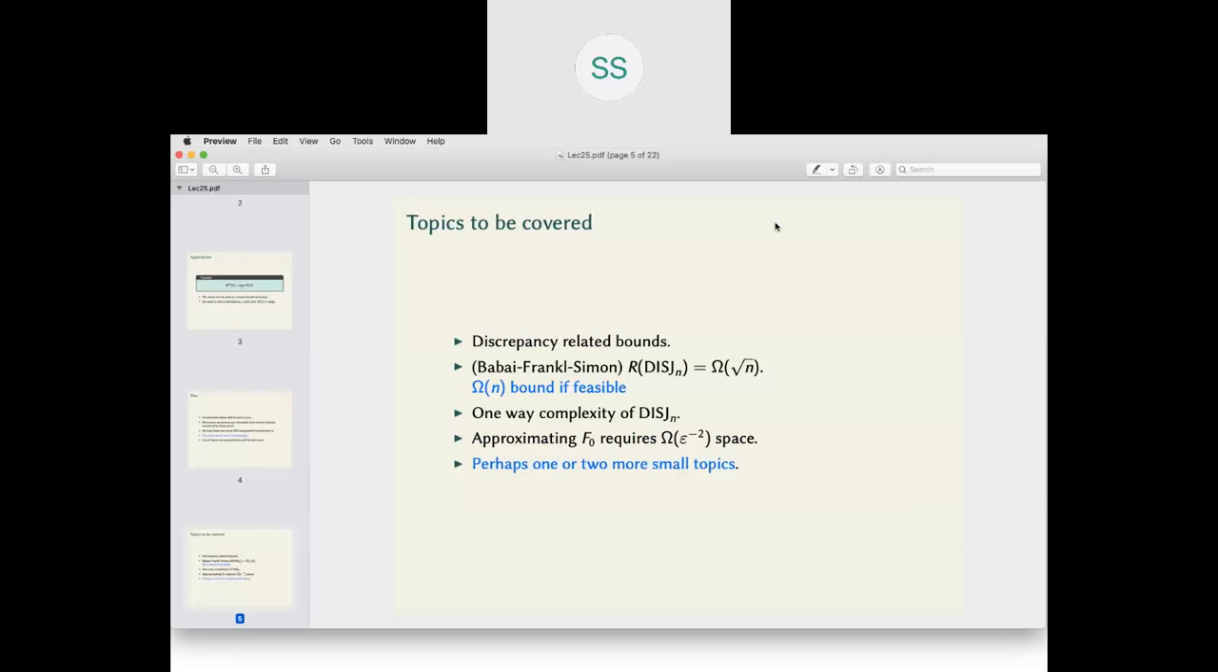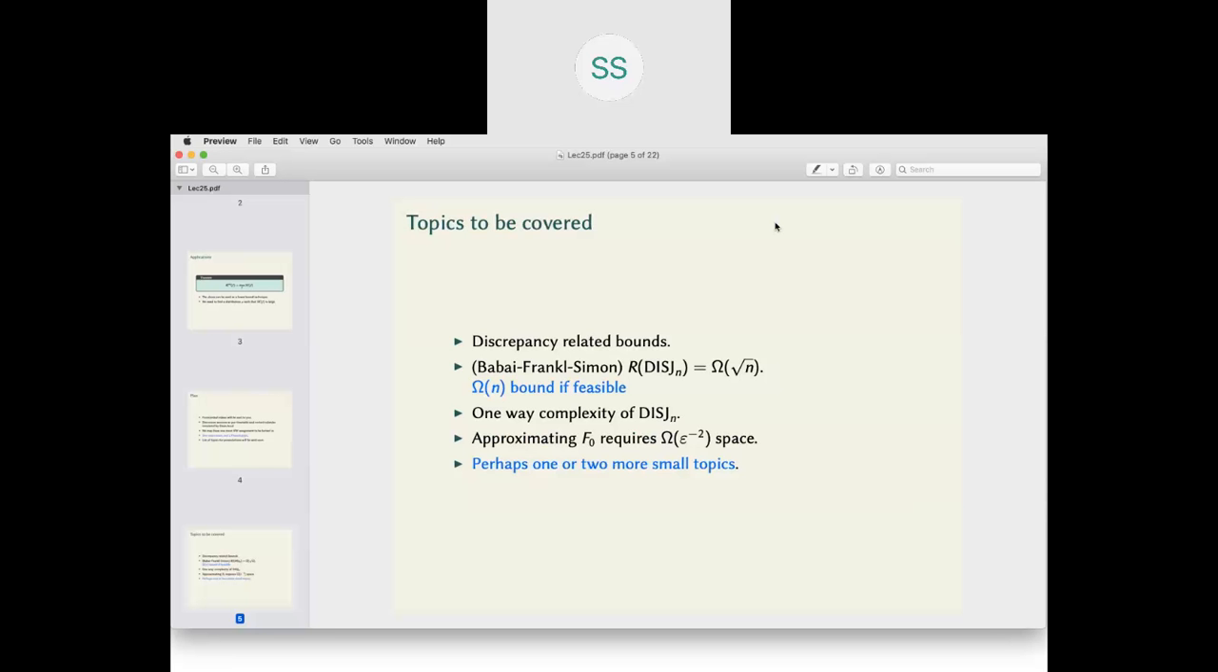And this is the rough idea of the topics I thought we could cover in the rest of the semester. One is discrepancy-related bounds, which I have prepared for this lecture today. Let's see how far we go ahead. We'll define discrepancy, and we will see how discrepancy can be used as a way to get bounds for the randomized communication complexity. And this very technique is going to be used for the randomized complexity of disjointness.